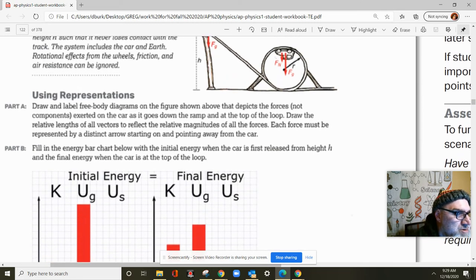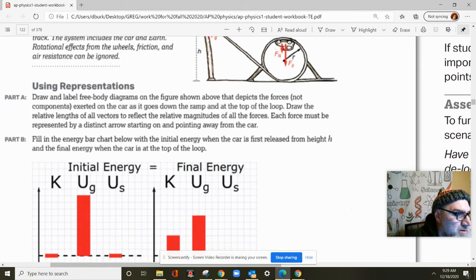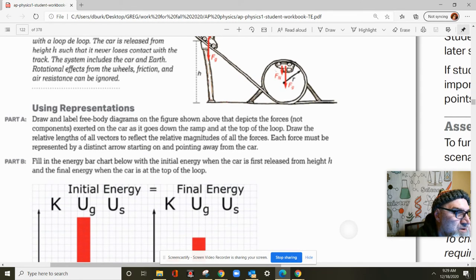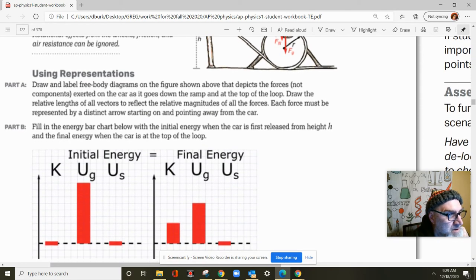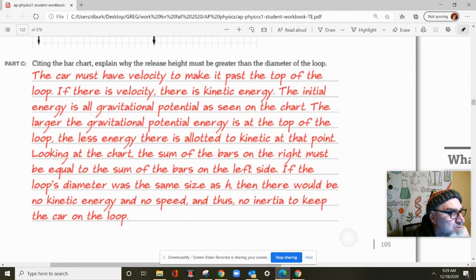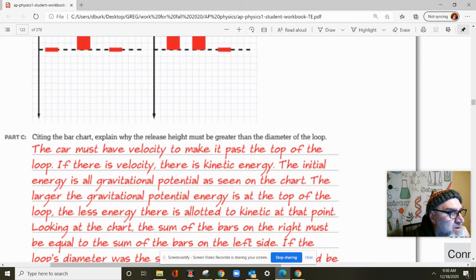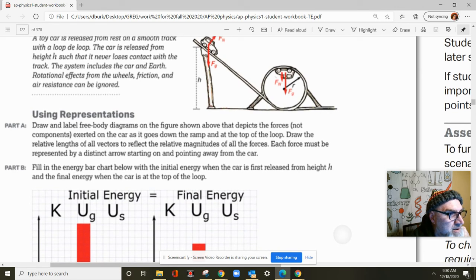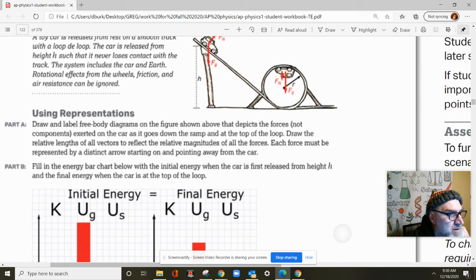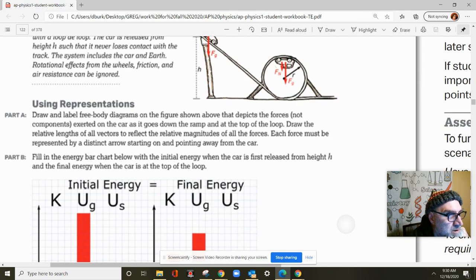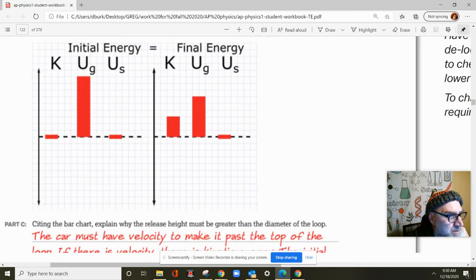So there's potential energy and kinetic energy. Notice that the potential energy due to gravity is more than the kinetic energy because the diameter of the loop-de-loop is more than half of the height. And so, citing the bar chart, explain why the release height must be greater than the diameter of the loop. You need to have some kinetic energy to get over that loop, right? If the diameter was the same as the height, then all of the energy when you got to the top of the loop would be potential energy again, and there wouldn't be any kinetic energy, and there wouldn't be any motion, and it would stop, and then it would drop, and then it would roll.